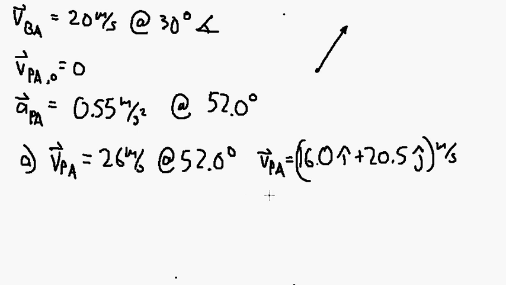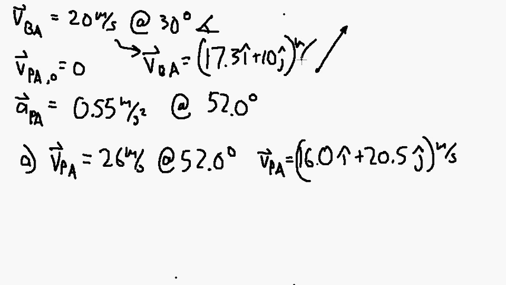At the same time, the velocity of B with respect to A, I'm just going to figure out up here because it's easier. At 30 degrees, it's going to be 20 times the cosine of 30, which is also root 3 over 2, equal to 17.3 i hat, and then 20 meters per second at 30 degrees, the sine is 1/2, so plus 10 j hat, and this is all meters per second. Okay, great.